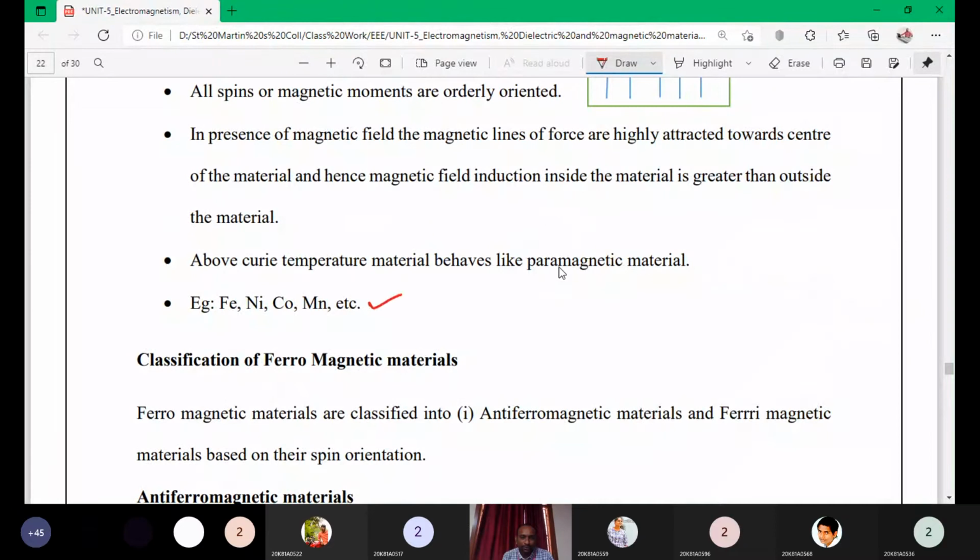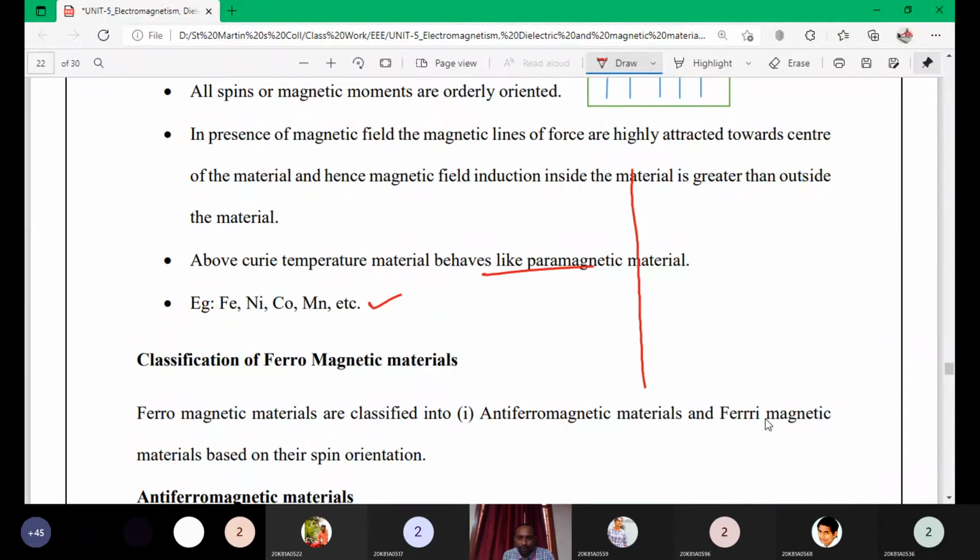Here a very important property: this ferromagnetic material shows hysteresis behavior, or some spontaneous magnetization in the absence of an external magnetic field. What is that hysteresis curve? We will discuss this.